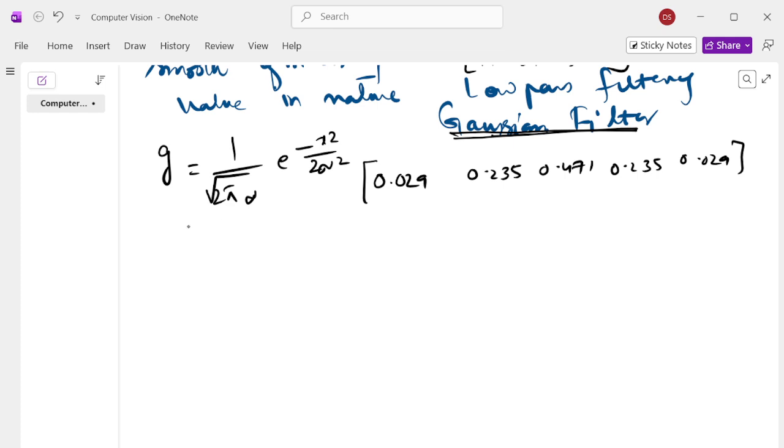However, since we know in our images the values are whole numbers, the filter that we generally use would be of the form 1, 4, 6, 4, and 1. And then we would be normalizing it by 1 by 16.